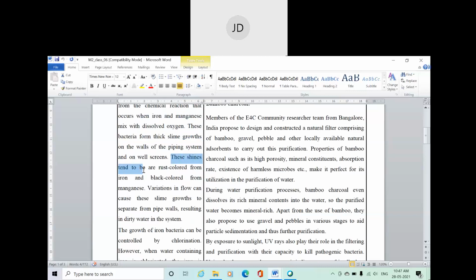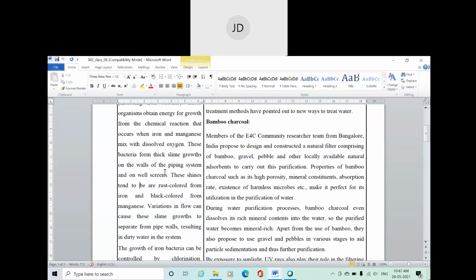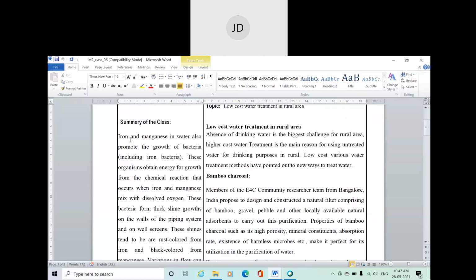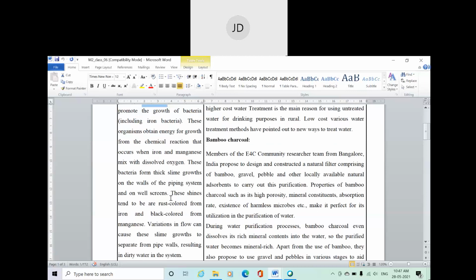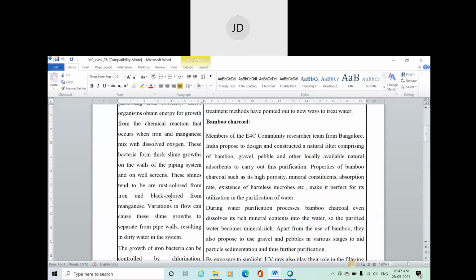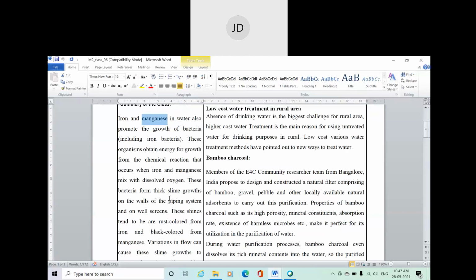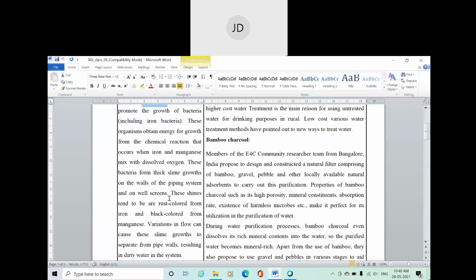The rust color is from iron and the black color is from manganese. That means the rust color of the water or the circumference of the container may be caused by the iron, and the black color you will see nearby the distribution pipe. The black color is mainly due to the presence of manganese. Okay, that means somehow we have to remove the amount of iron and manganese from the supply water. Fine.